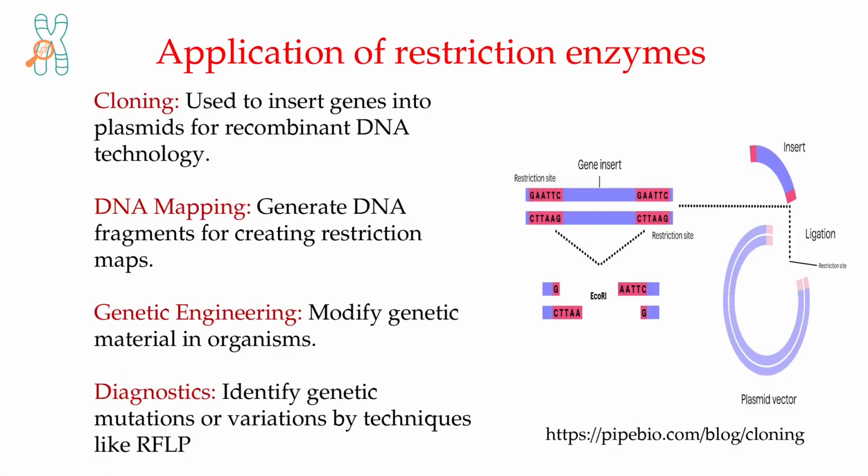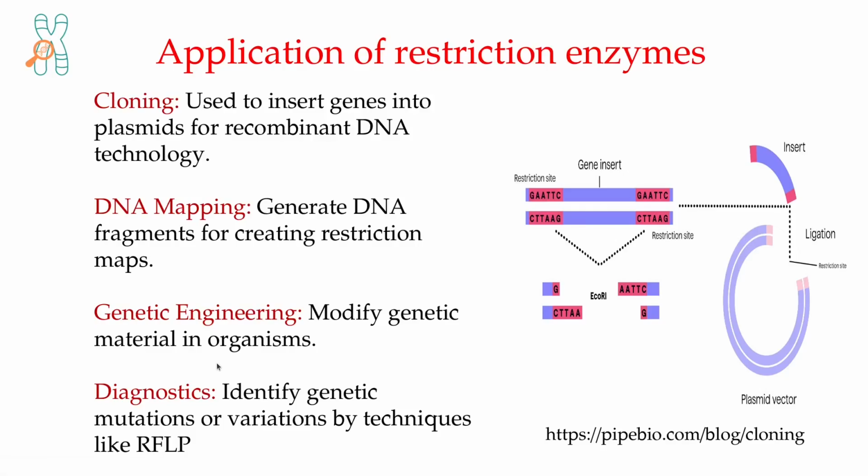Applications of restriction enzymes. We are talking about the industrial use of restriction enzymes. We use restriction enzymes in cloning, to insert genes into plasmids for recombinant DNA, as you can see in this image, or in DNA mapping, to generate DNA fragments for creating restriction maps, or in genetic engineering, to modify genetic material in organisms, or in diagnostics, to identify genetic mutations or variations by techniques like RFLP.